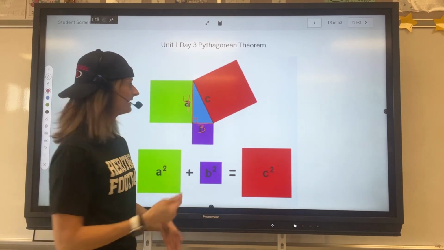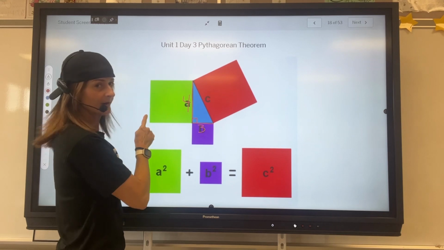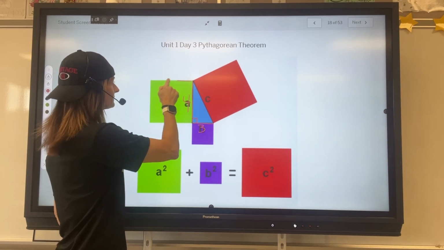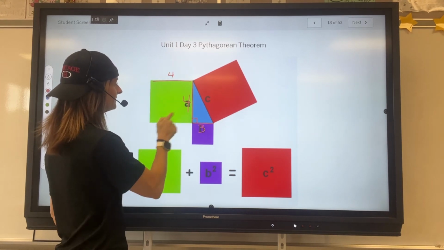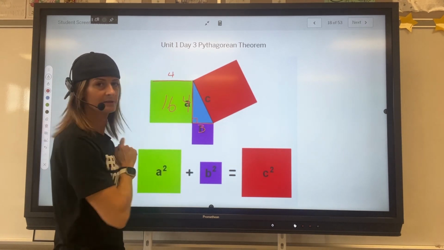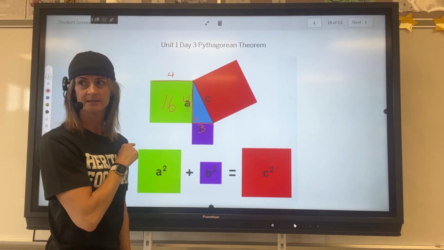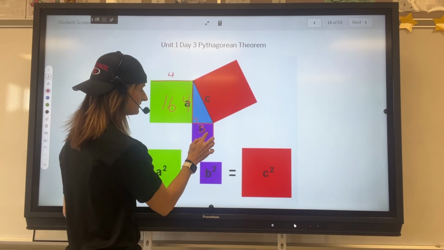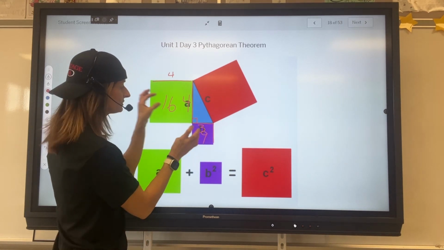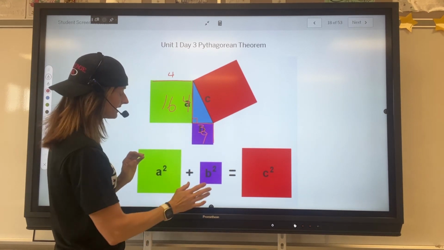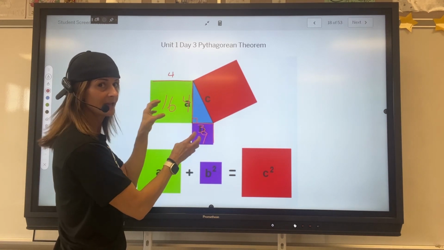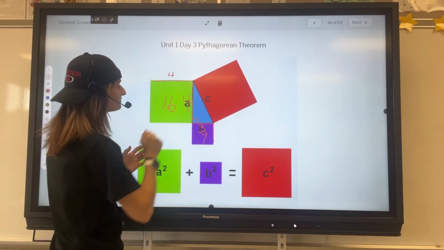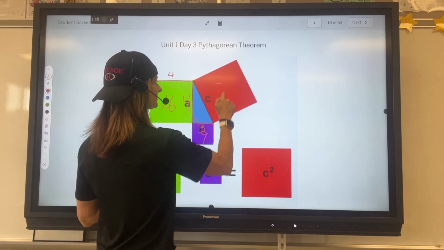The way we do that is we create a square. We know the area of a square, the lengths of the sides are the same, right? So the area of this green square would be 16 units squared, because 4 times 4 is 16. The area of this purple square would be 3 times 3, which is 9. The Pythagorean theorem says that when we add these two areas together, they equal the area of c squared. 16 plus 9 is 25.